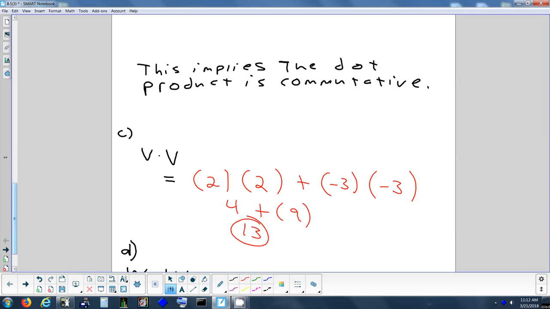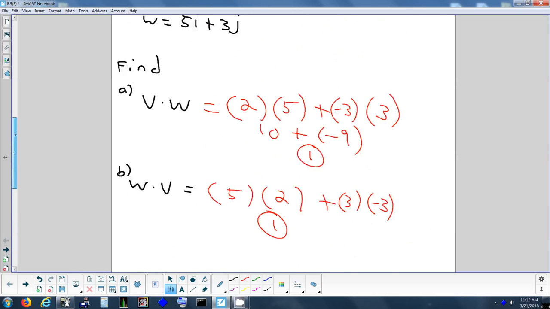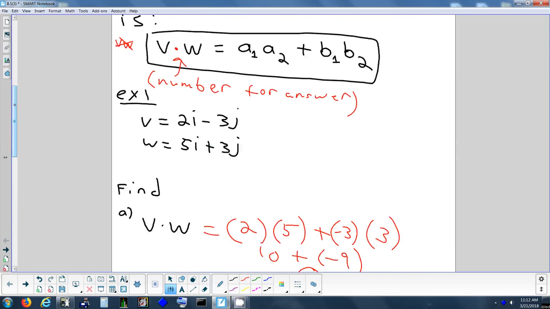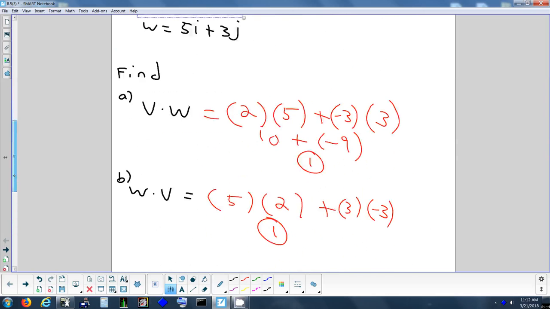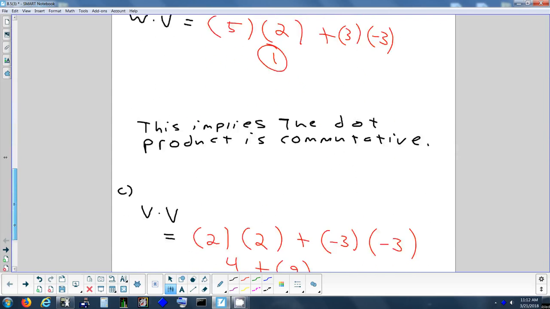Now, I want you to think of it as saying it squared for a second and see if it looks like something else. 2 squared plus negative 3 squared. Almost like doing the Pythagorean theorem, but you didn't do one thing. We didn't square root it. When you dot a vector with itself, you get 2 squared plus negative 3 squared.